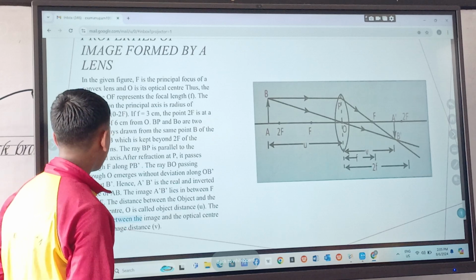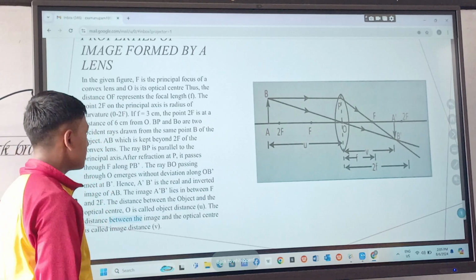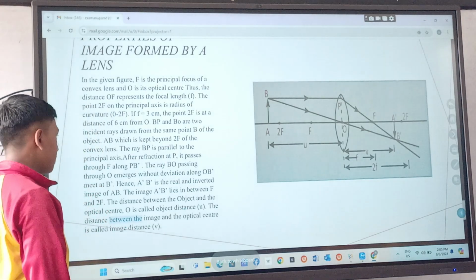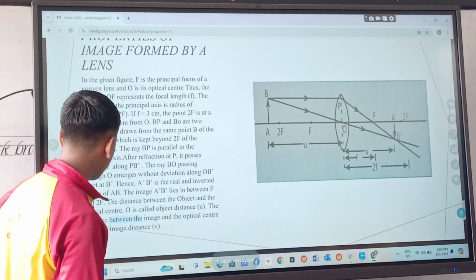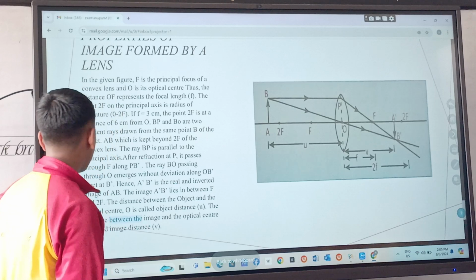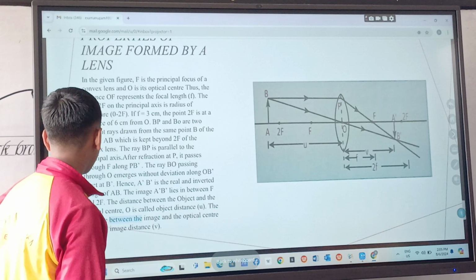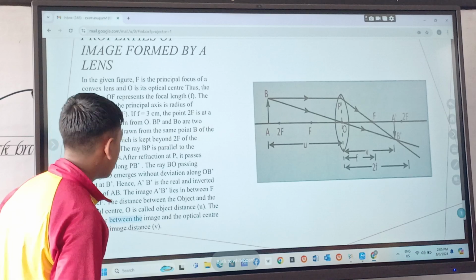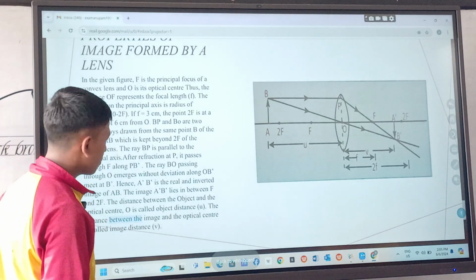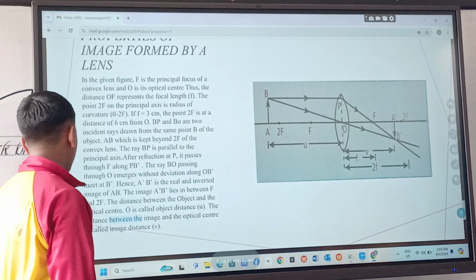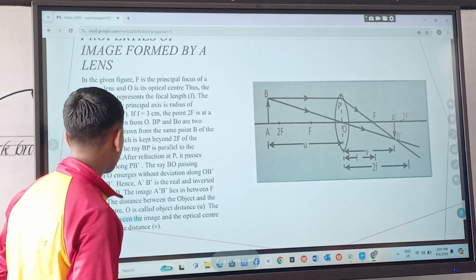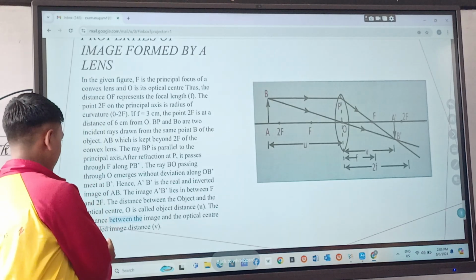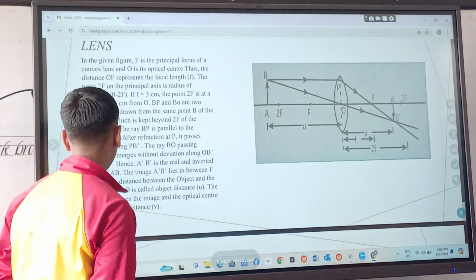BP and BO are two incident rays drawn from the same point B of the object AB, which is kept beyond 2F of the convex lens. The ray BP is parallel to the principal axis. After refraction at P, it passes through F along PV. The ray BO passing through O emerges without deviation along OB'. They meet at B'. Hence, A'B' is the real and inverted image of AB. The image A'B' lies in between F and 2F.